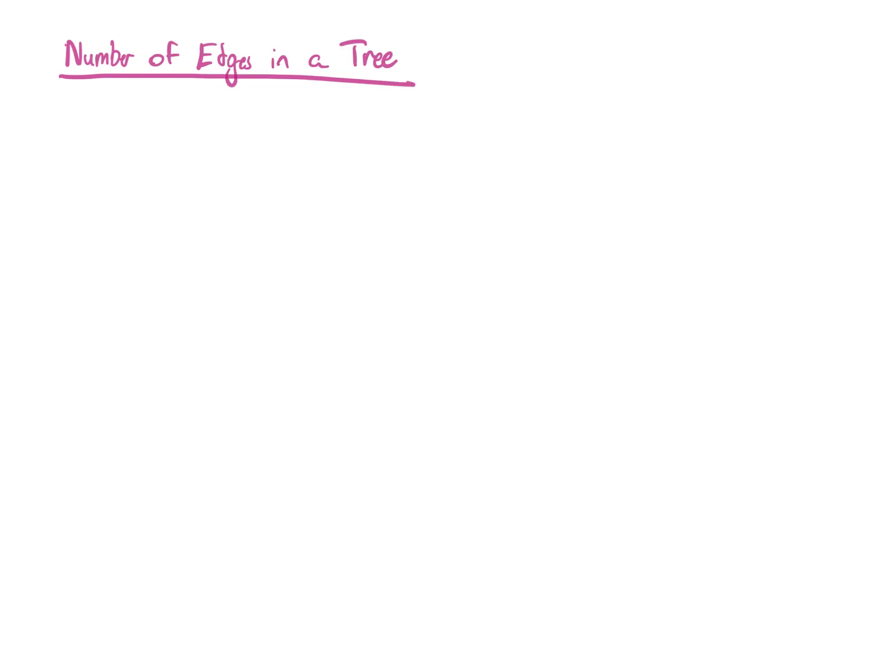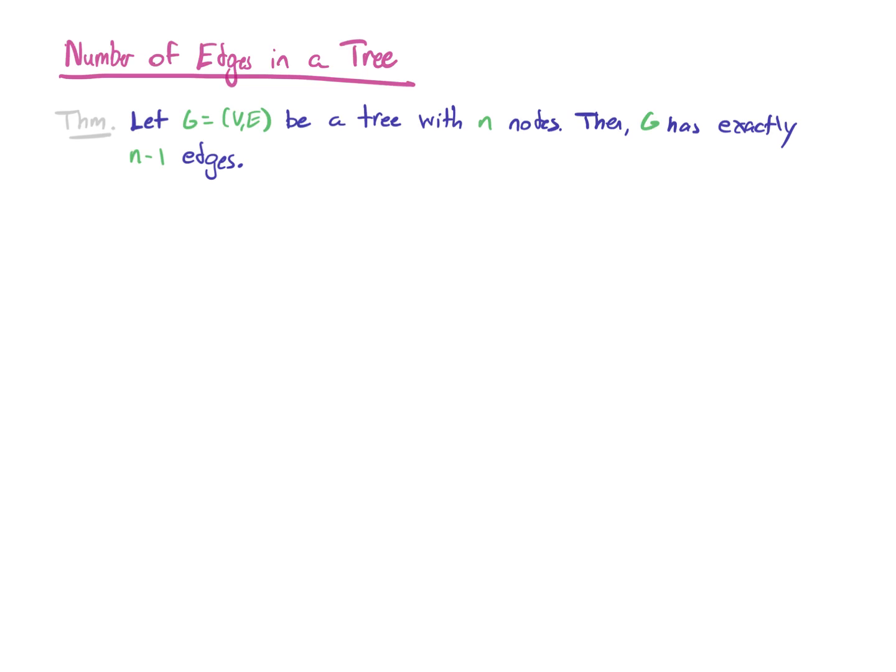There is one more big property of trees that we are going to prove, and that is the number of edges in a tree. So, theorem: let G be a tree with n nodes, then G has exactly n minus 1 edges. So if we imagine testing this out, here's a tree that I'm going to draw with 3 nodes. Guess what? This tree has 3 minus 1 equals 2 edges, so we've illustrated the theorem.